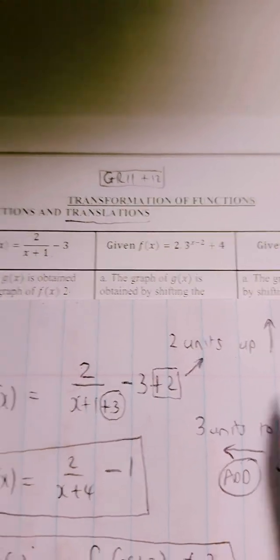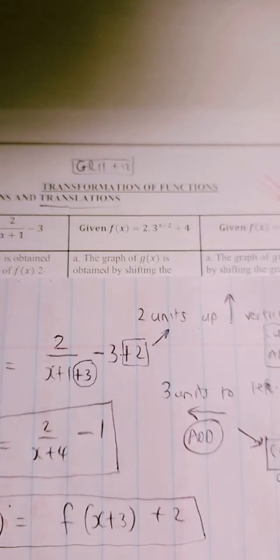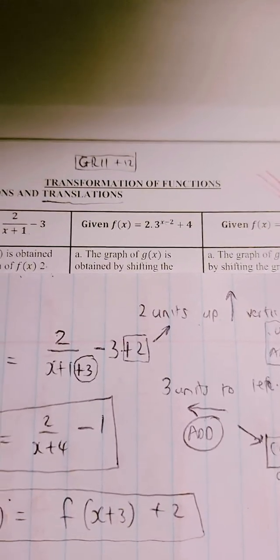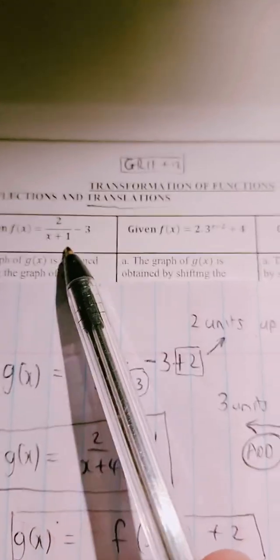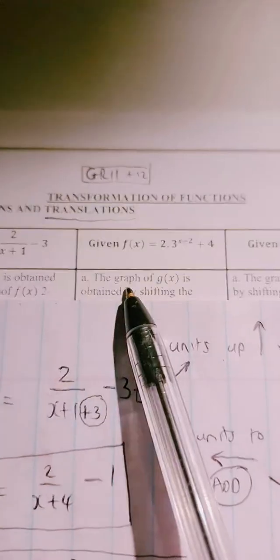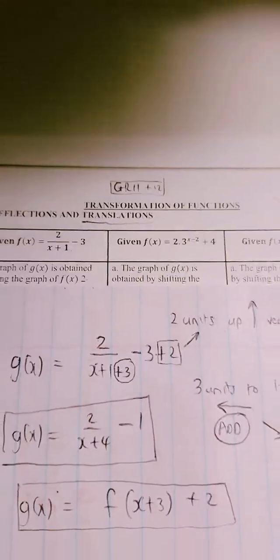The p and the q value, or let me say the translation, vertical and horizontal, is the same for all of the functions. Let's look at this one. We are told here the graph of g of x. What is g of x? G of x is a new function.